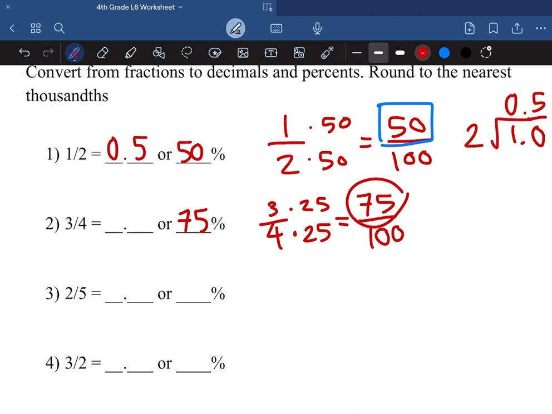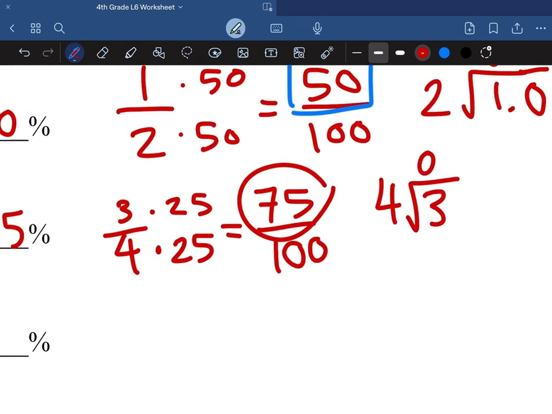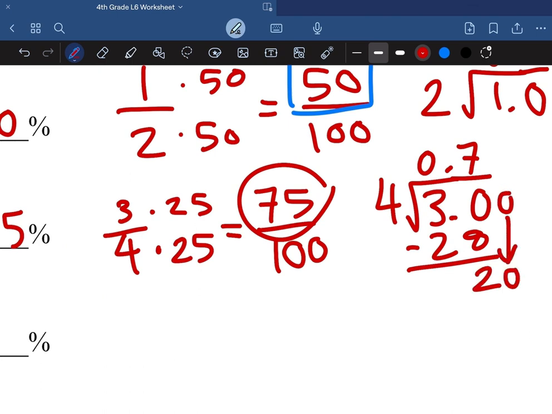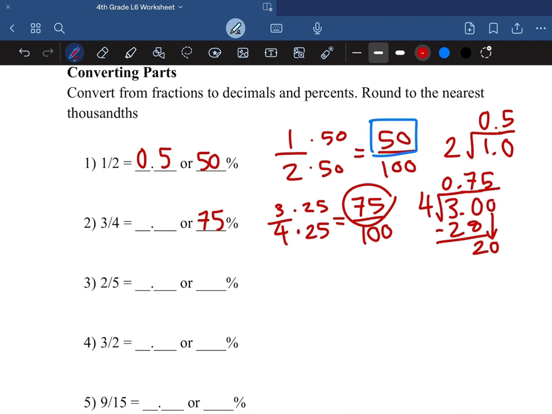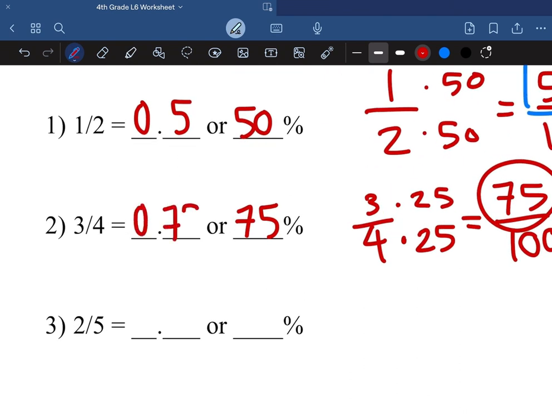And then we divide the numerator by the denominator. So 3 divided by 4. 4 goes into 3 0 times, so we add a decimal point and a 0. 4 goes into 30 7 times with 2 left over. 4 times 7 is 28, so we subtract 30 minus 28, which is 2. We add another 0, bring it down. 4 goes into 20 5 times. So number 2, 3 over 4 in decimal form is 0.75.